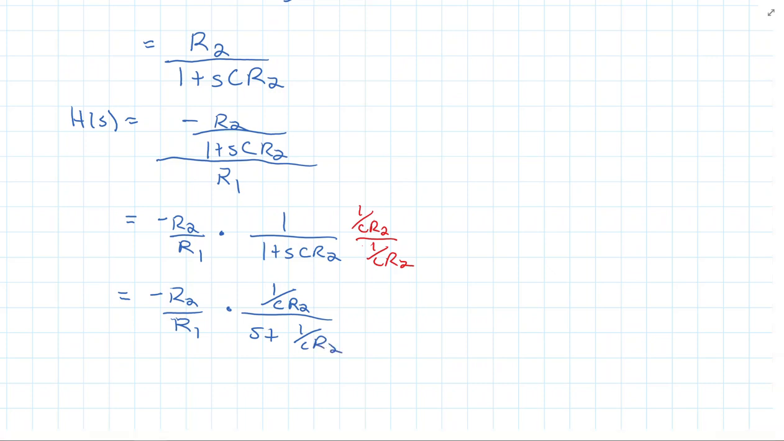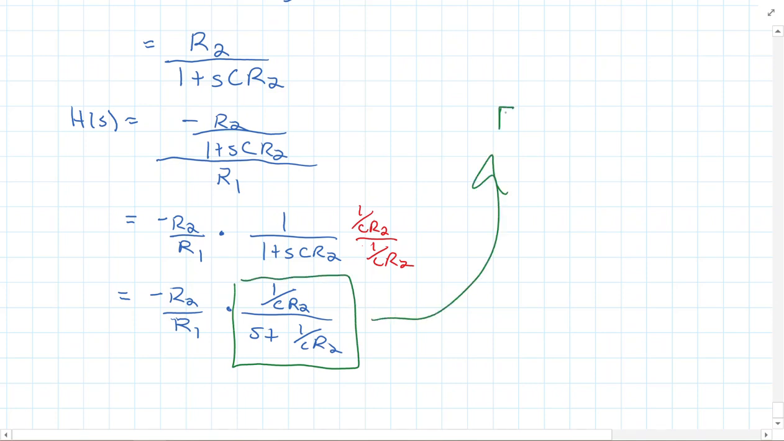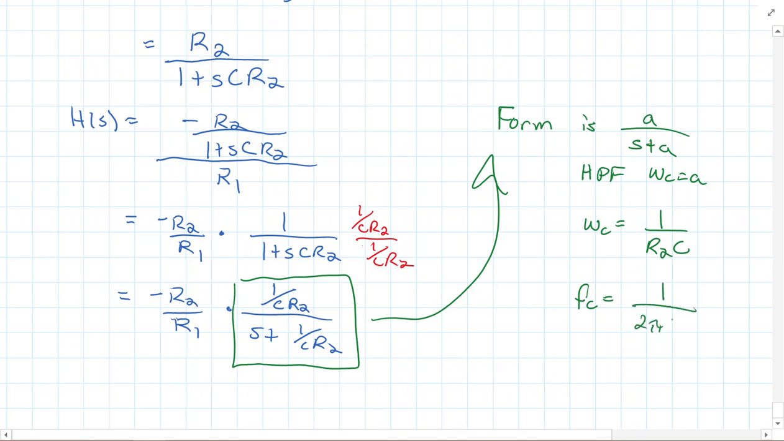But then let's look at this again here. This form is A over S plus A. So this is a high pass filter with omega C being A. So my omega C is 1 over R2C, or if we wanted to write this in terms of hertz, it'd be 1 over 2 pi R2C.